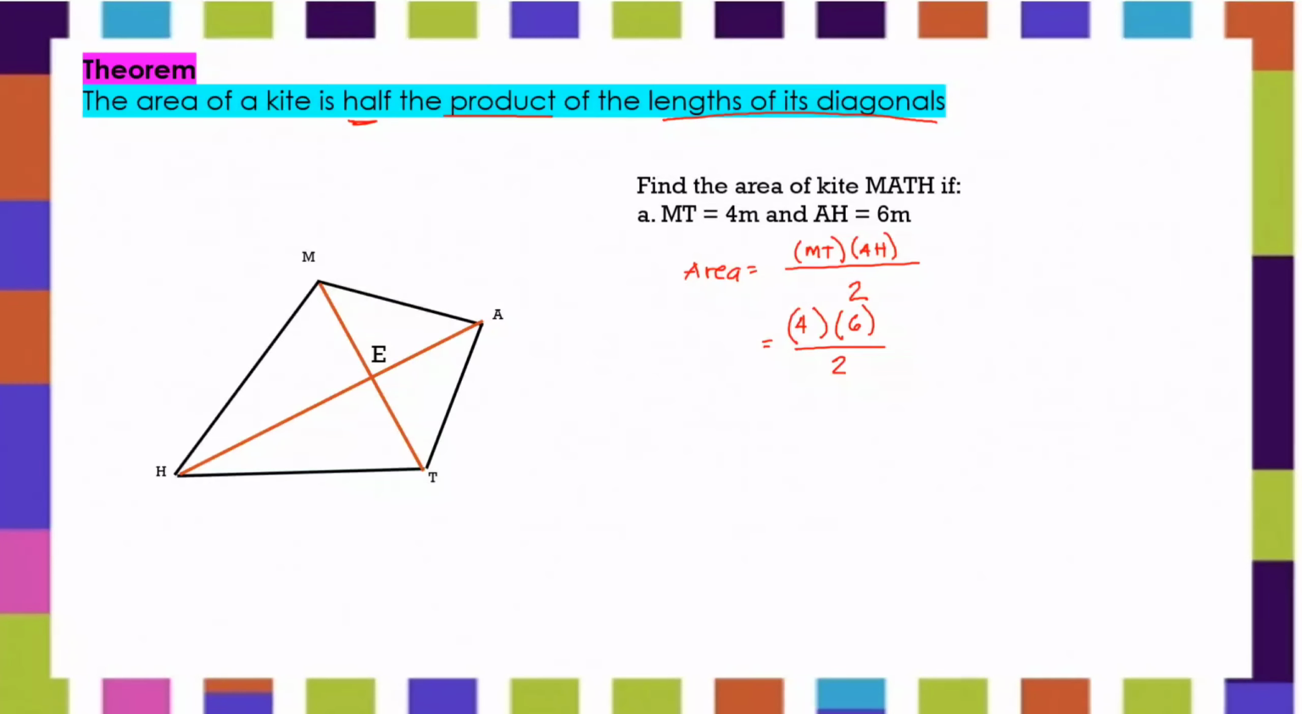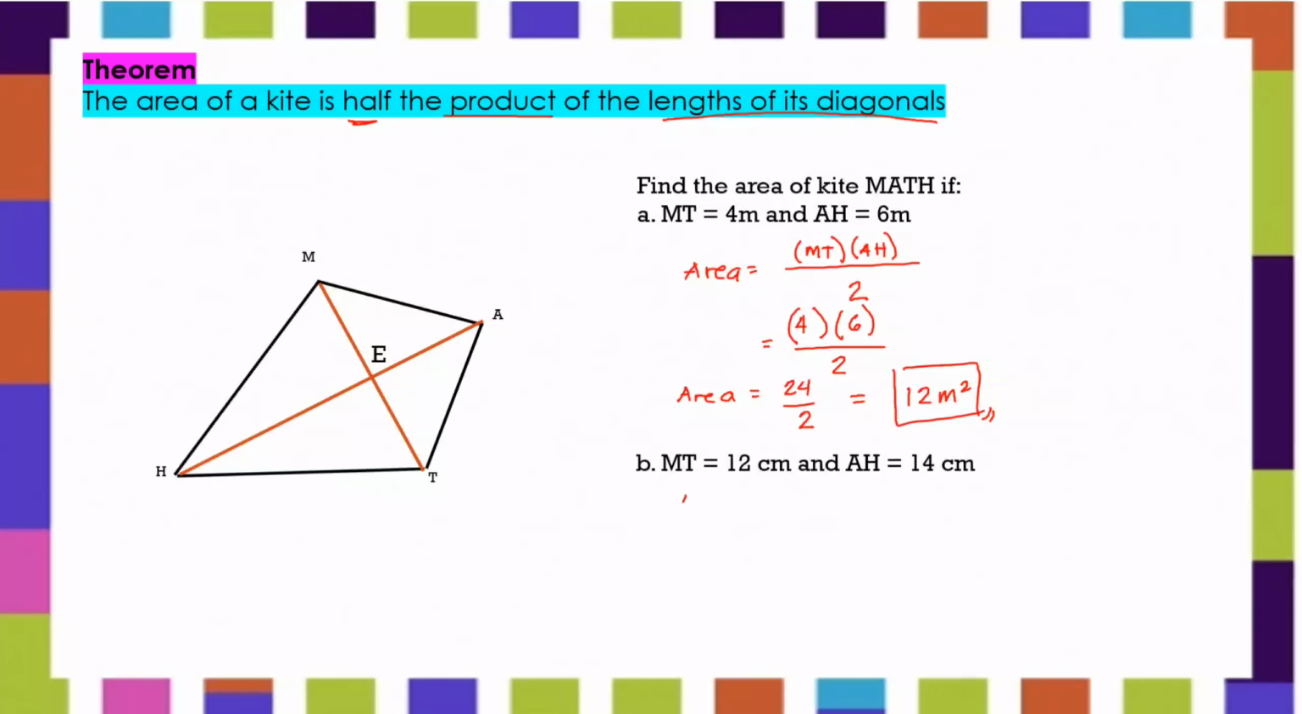So, divided by 2, we can now get that the area of the given kite, so we have 4 times 6, that will give us 24 divided by 2. Ibig sabihin, the area is equal to 12 square meters. Okay? Next. So, for example, letter B. If MT, so ito yung isa pa nating diagonal, is 12 centimeters and AH is 14 centimeters.